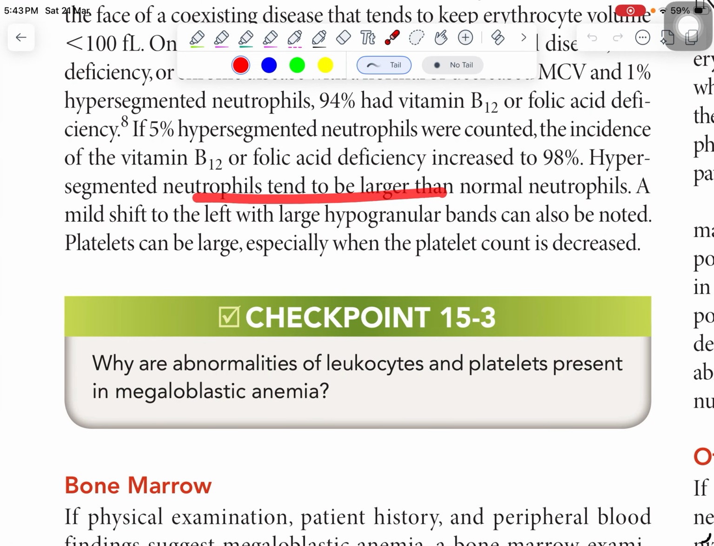Hypersegmented neutrophils tend to be larger than normal neutrophils. A mild shift to left with large hypogranular bands can also be noted. Platelets can be large, especially when the platelet count is decreased.